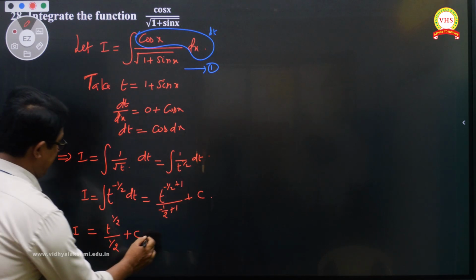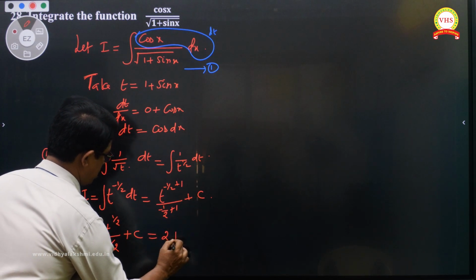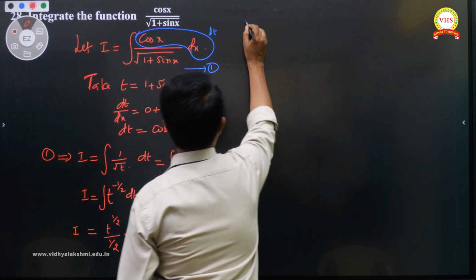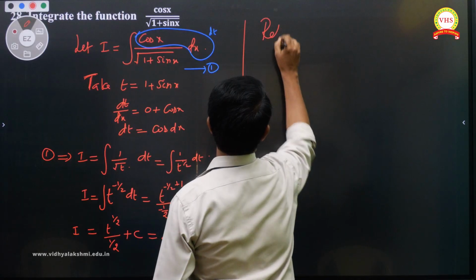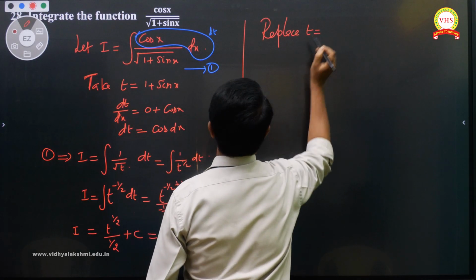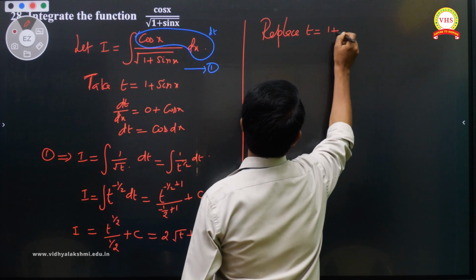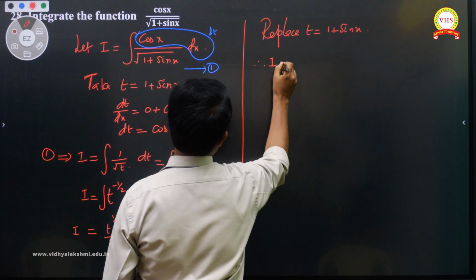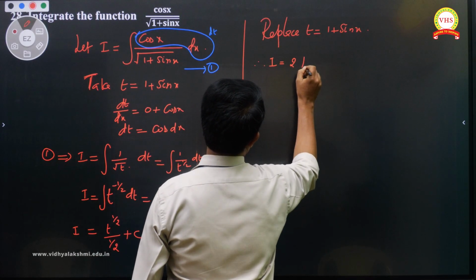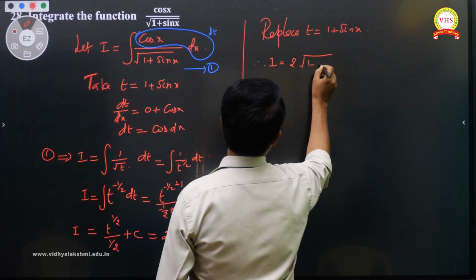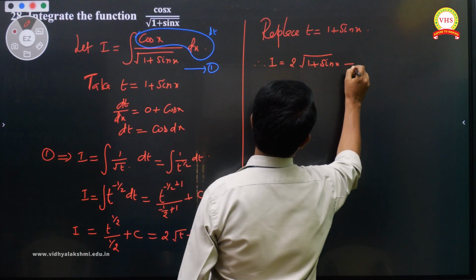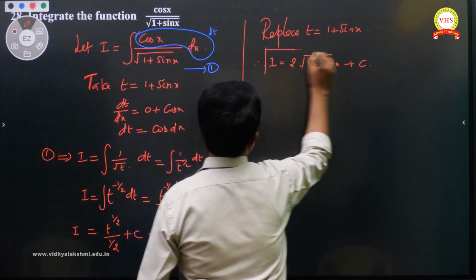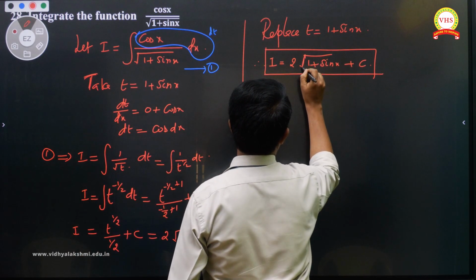Yes, the integral becomes 2 by 1, that is 2 into square root of t plus c. Then what is the final answer? Replace t as the denominator 1 plus sin x, isn't it? Now the final answer, therefore I equal to 2 into square root of 1 plus sin x plus c. Student, any doubt? This is the integration of the given sum. Okay, are you okay?